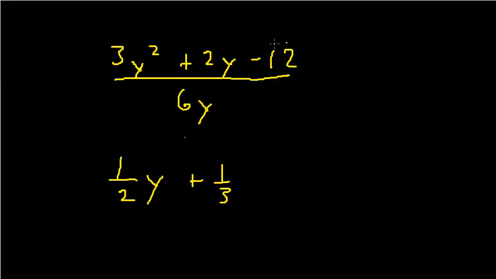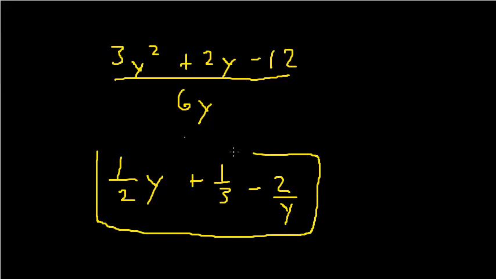And then negative 12 divided by 6y, negative 12 over 6 gives me a negative 2. Since there's no y here, I want to keep this y, I'll just keep it in the denominator. So my negative 2 over y. So this then is my final answer. This is the simplified form of this division problem.